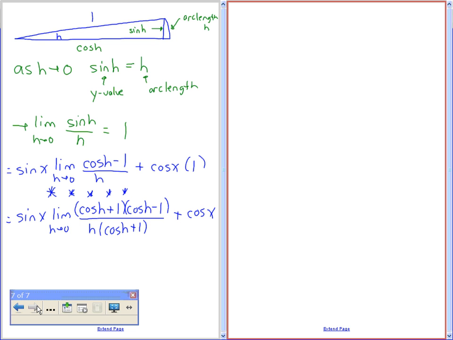Cos squared h minus 1. Yeah. So this is equal to sine x times the limit as h approaches 0 of cos squared h minus 1, all over h times cos h plus 1, plus cos x. Okay, we are so close. I want to get rid of that cos squared. How did I get rid of cos squared? 1 minus sine squared. So this is going to be sine x.